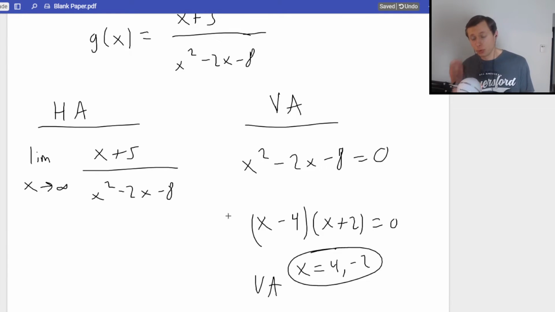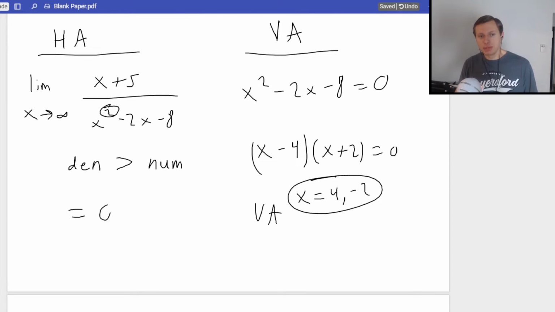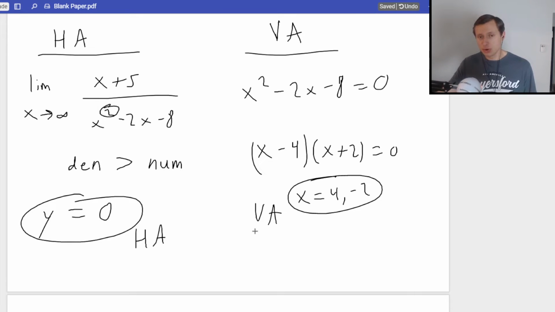Now remember, there's 3 rules. This is the case where the degree of the denominator is bigger than the degree of the numerator. So denominator greater than numerator for the degree, because it's squared, which means the answer is always going to be 0. Y equals 0. That's a horizontal asymptote. Vertical asymptotes are always x equals. Horizontal is always y equals. And since the denominator was bigger, it's always going to be 0. And don't worry, we're going to be talking about the other 2 cases right now.